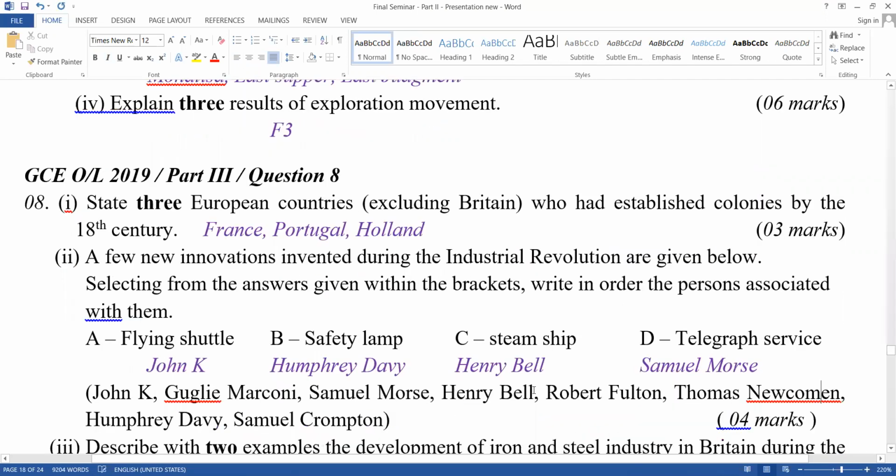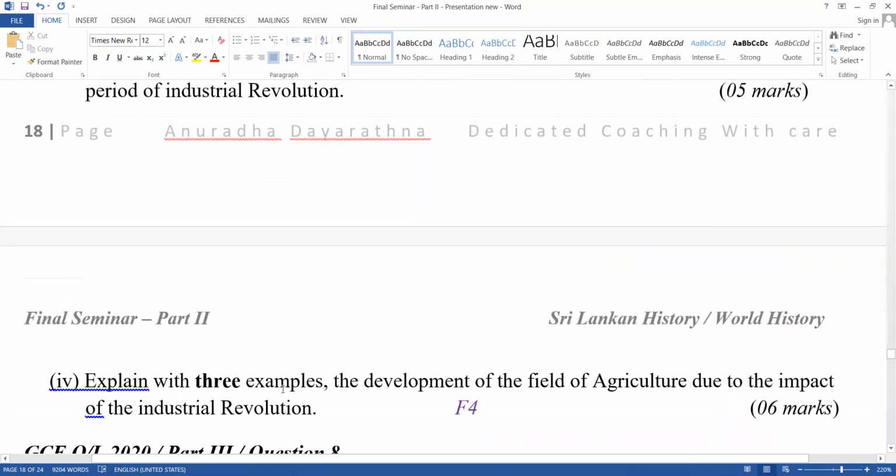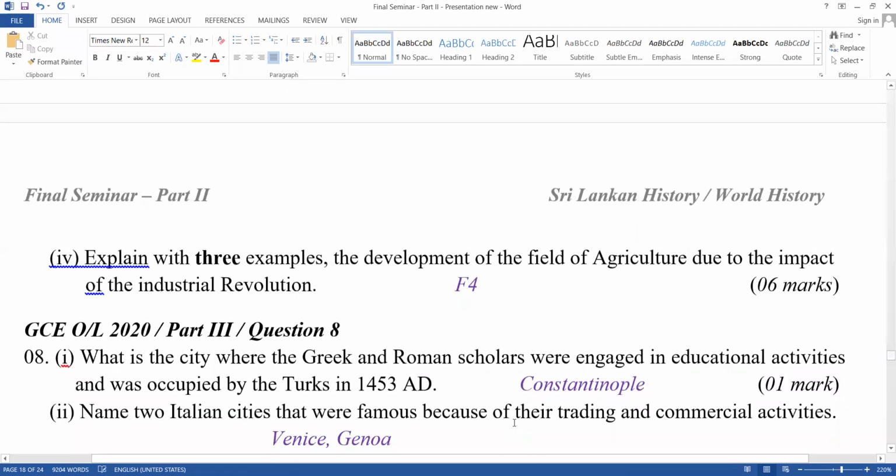Next question is this one. Describe with 2 examples the development of iron and steel industry in Britain during the period of industrial revolution. I told you iron and steel industry you have to see from the book. Very rarely can it come. And 3 examples, the development of the field of agriculture. F4, we just wrote about Jethro Tull's line sowing method, Robert Bakewell's new sheep breeding methods, and Africans and Americans were using fertilizer. What is the city where the Greek and Roman scholars were engaged in educational activities and which was occupied by the Turks? Constantinople.